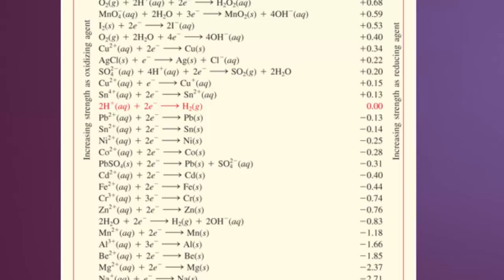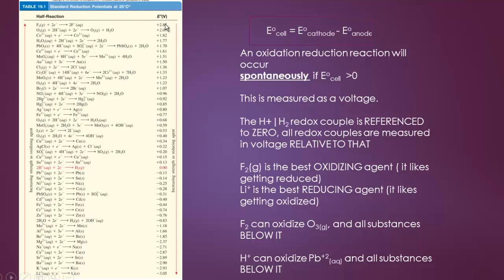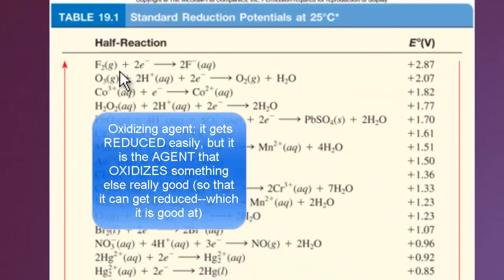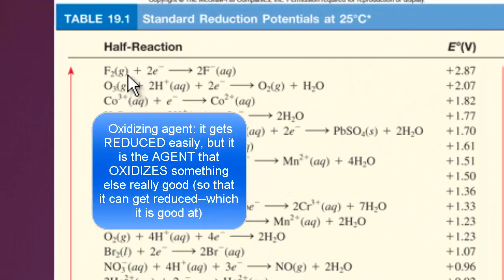So reverse the half reaction, it becomes oxidation. Flip the sign. The more positive it is, the better it is as an oxidizing agent. This is very confusing to a lot of people. An oxidizing agent itself gets reduced. The oxidizing agent is the agent that causes your oxidation, and in turn, it gets reduced. So in this table, fluorine is the best oxidizing agent because it gets reduced the best.